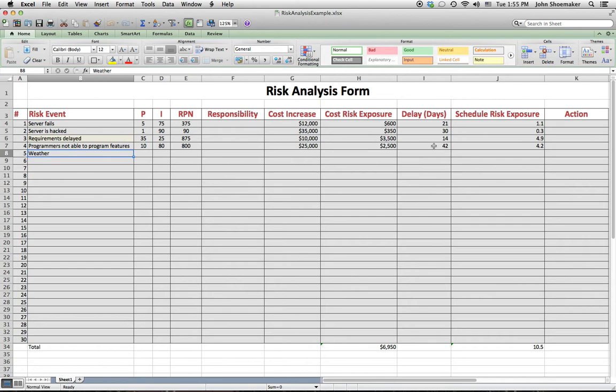But remember that avoidance probably costs money. So what we have to do is see if the server fails, it's going to cost us $12,000 in addition to the known costs of the project. So whatever action we take, if it's more than $12,000, it's probably not cost effective. Okay? So if it costs us more than $12,000 to avoid the server failing, then that's not a viable option. Okay, so we've talked about avoidance.